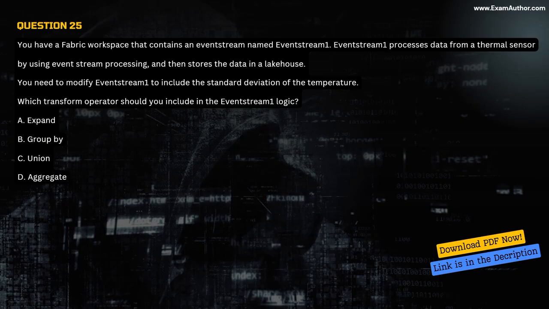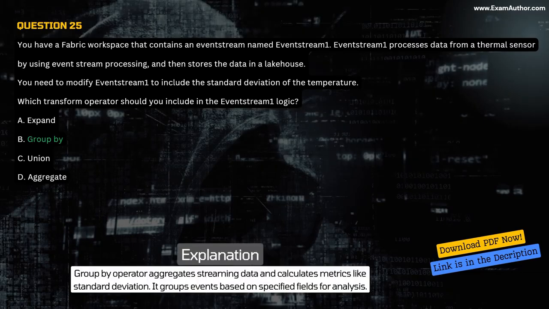A. Expand. B. Group by. C. Union. D. Aggregate. Correct answer B. Group by. Explanation. Group by operator aggregates streaming data and calculates metrics like standard deviation. It groups events based on specified fields for analysis.